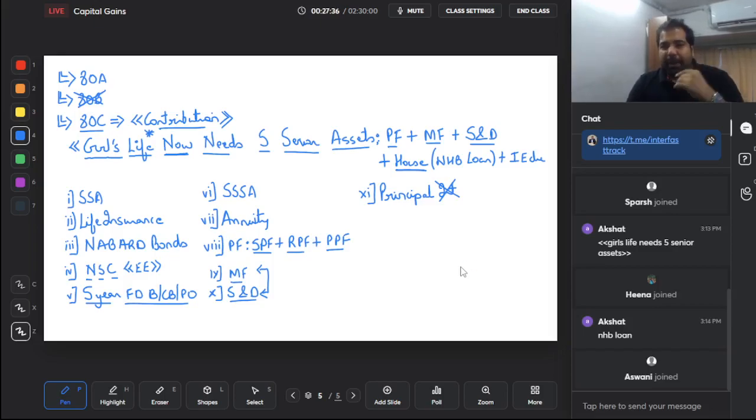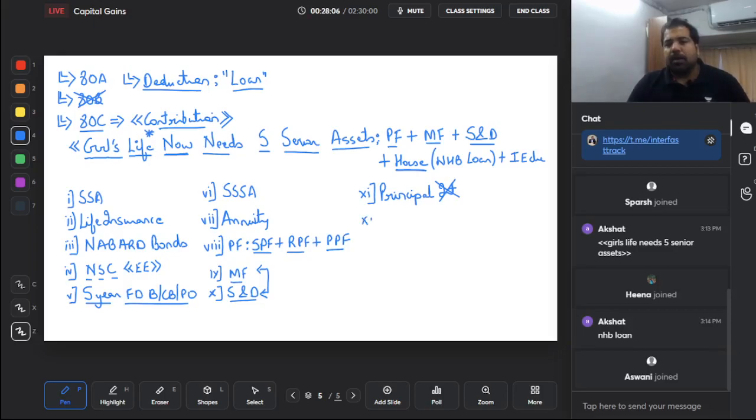So if you take a bank loan and you're repaying the principal, you get a deduction under 80C. Yes, but the loan should be from approved sources. In fact, in this entire deduction chapter, guys, anywhere if I use the word loan, the loan has to be from approved sources only.